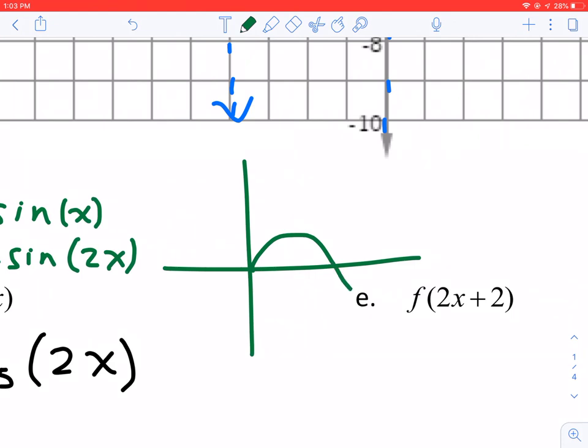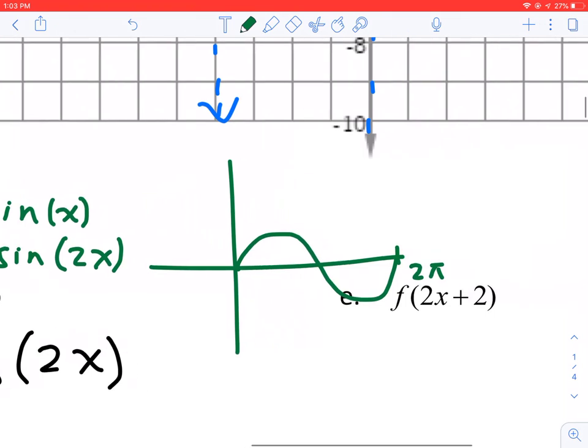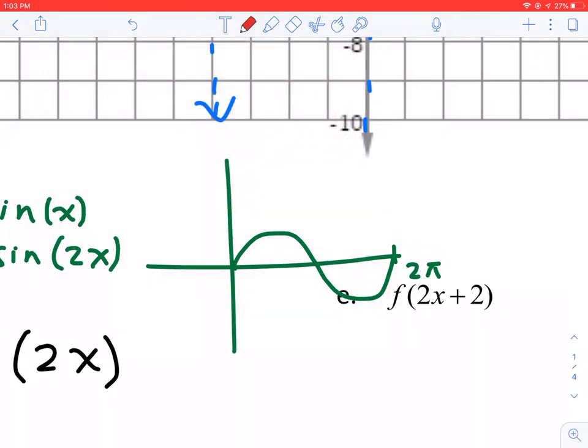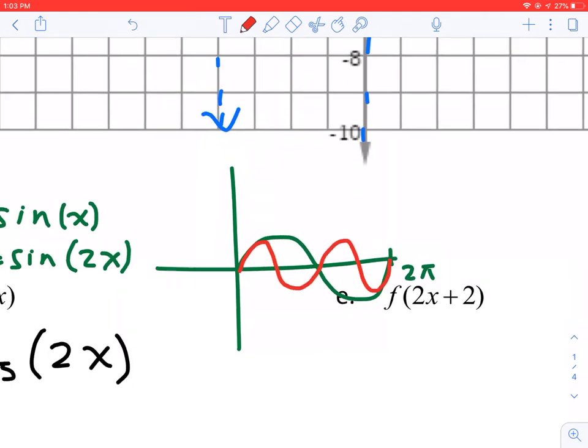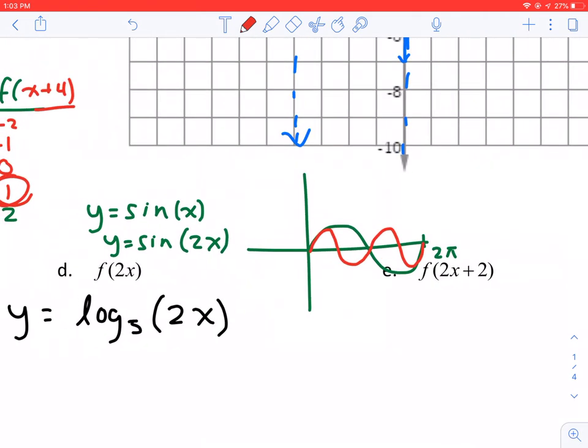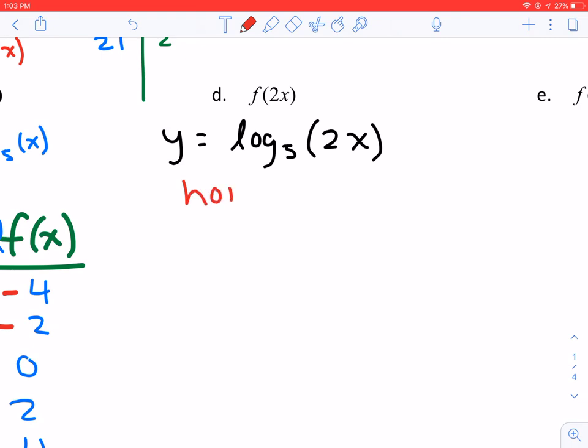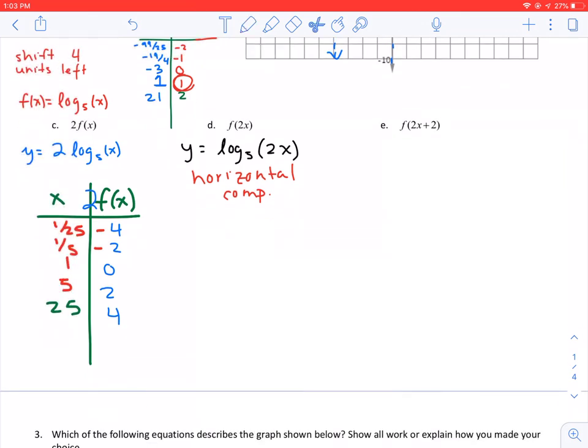But anyway, y equals sine x looks like that from 0 to 2 pi. When we graph y equals sine of 2x, that's going to be twice as frequent. That looks something like this. So this is a horizontal compression. It's going to be squeezed together horizontally. This is a horizontal compression. All right, you don't really need to know too much more than that.